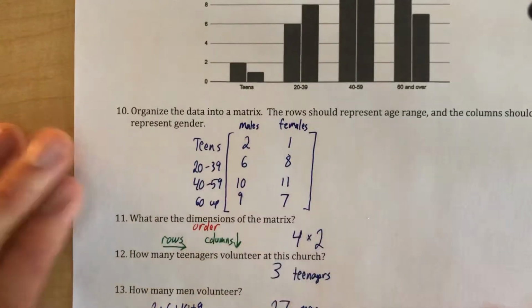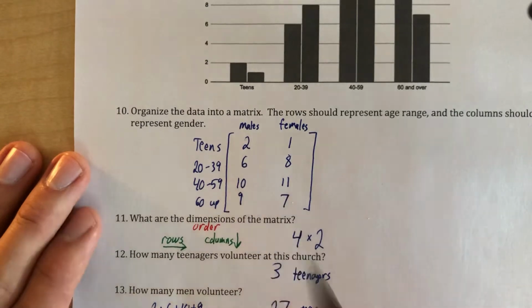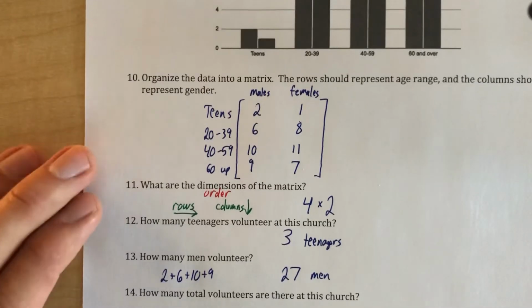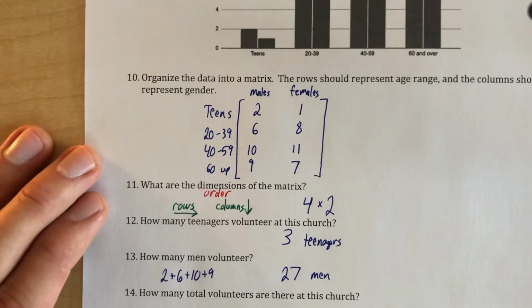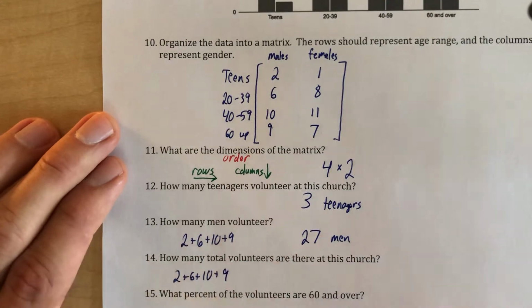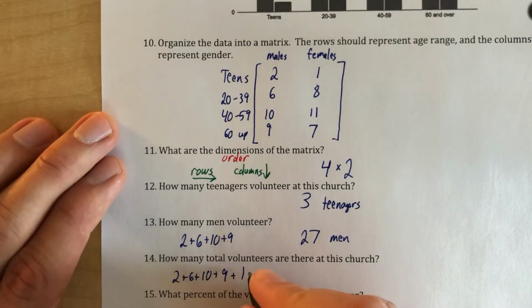Every category, every gender. So we have 2 plus 1 plus 6 plus 8 plus 10 plus 11 plus 9 plus 7, and I'm realizing my calculator is not sitting here with me, but that is okay because I think we can do this. So what we're going to do is add 2, 6, 10, and 9. Now, we already did that. That was the first column. That was the males.